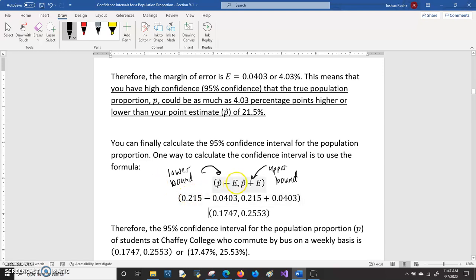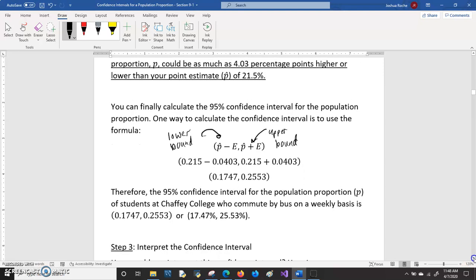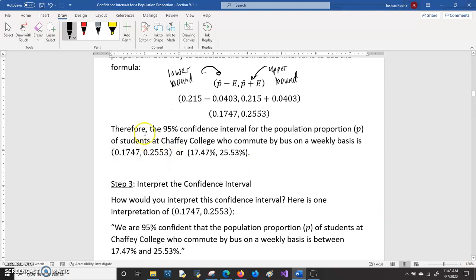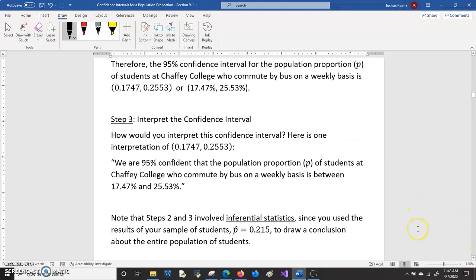So just to emphasize, this number is the lower bound of your interval, and this right here would be the upper bound of your interval. So to conclude, we just found that the 95% confidence interval for the proportion of students at Chaffey College who commute by bus on a weekly basis is this interval, or we can convert it to a percentage because we're talking about proportions. The last step would be to interpret that confidence interval.